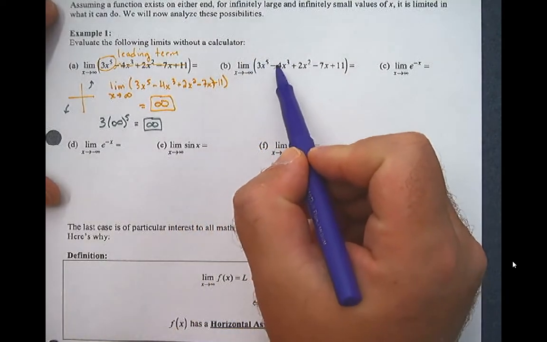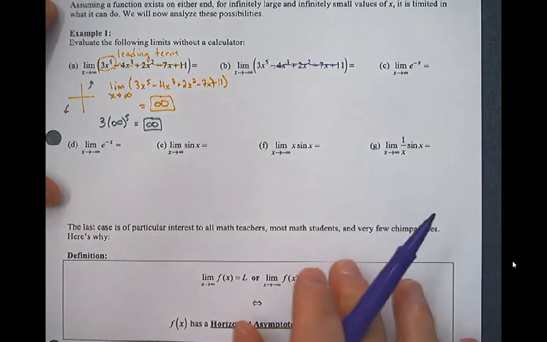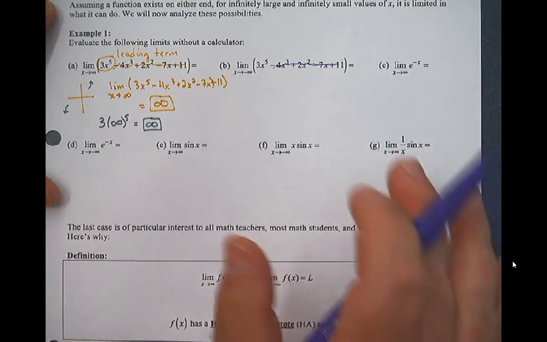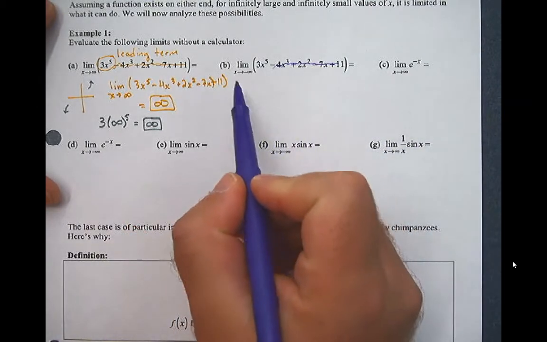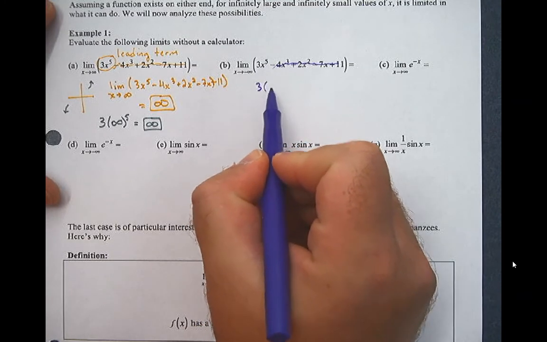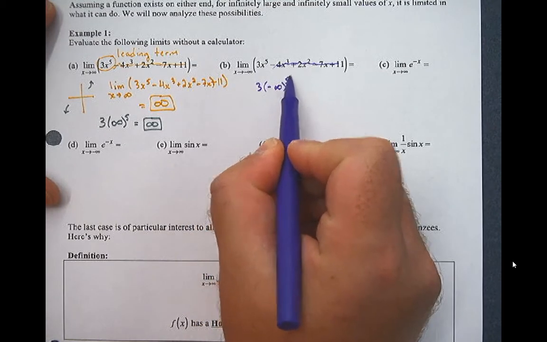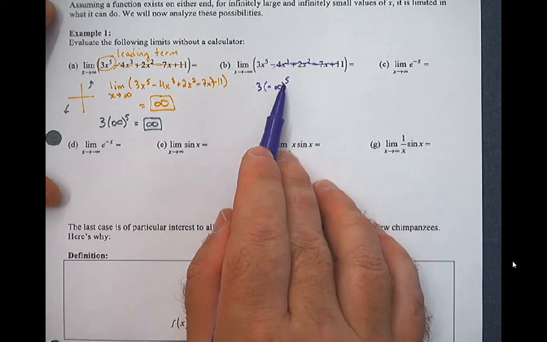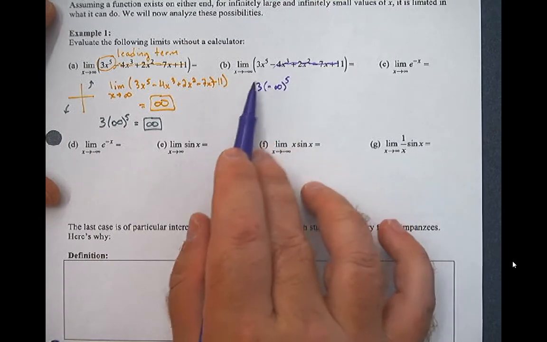Again, I don't care about these terms when it comes to the end behavior, when it comes to the limit as we approach the infinities. So now the limit as x approaches negative infinity, that's the same as if I plugged in negative infinity. What's negative infinity to the fifth? And this is what I'm talking about, how to clean something like this up.